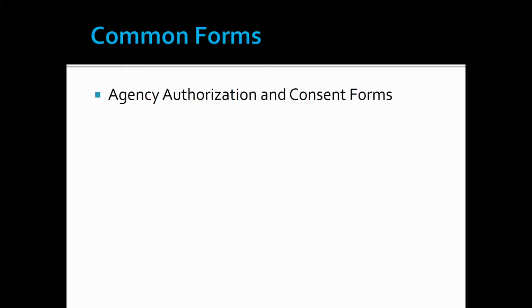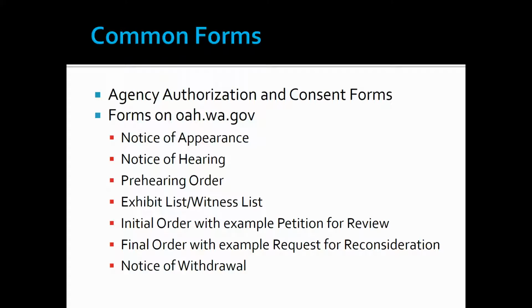This module is intended to help orient you to the most common forms that you may use or see as a suitable representative. Agency authorization and consent forms, and forms on oah.wa.gov, including the notice of appearance, notice of hearing, pre-hearing order, exhibit list, witness list, initial order with an example petition for review, final order with an example request for reconsideration, and notice of withdrawal.